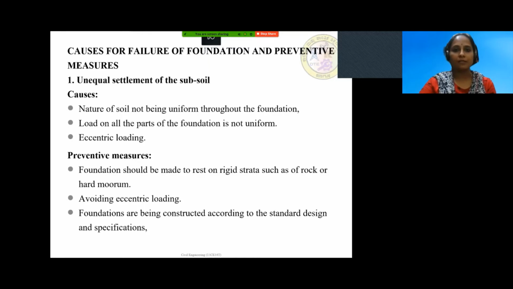Causes for failure of foundation and its preventive measures. The first one is unequal settlement of subsoil. If I say subsoil, it is the soil which is coming under the structure. Why does this failure happen? It happens due to the following reasons. If we are speaking about soil, the soil has to be dense enough, and it should be a good soil. It should be uniform throughout the foundation, the same kind of soil.